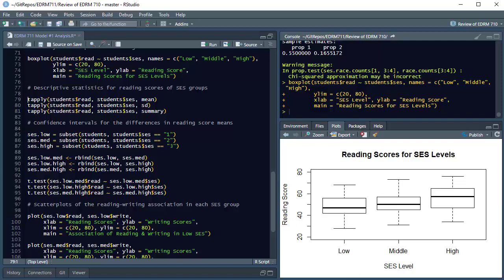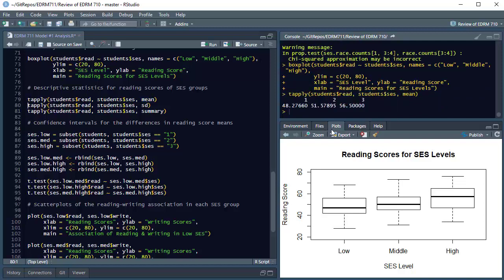We can use the tapply command to get things by group. And so what I'm doing here is I'm putting in the response variable first. The second argument is the categorical variable, the explanatory variable SES. And the third is the function that we want to use in R. So the first one I want to use is the mean function. When I run this, there are the 3 means for the 3 SES conditions. Average for low is 48.3, and it goes all the way up to the average for high SES of 56.5.